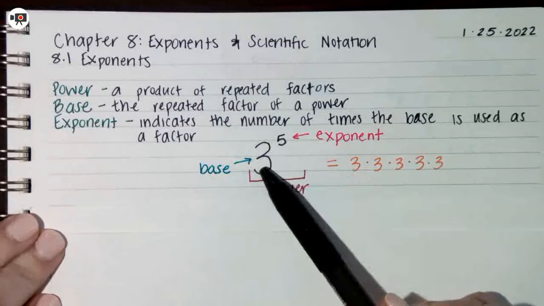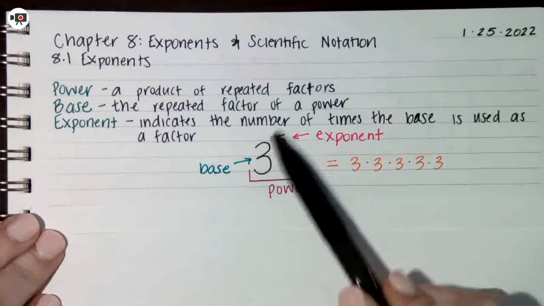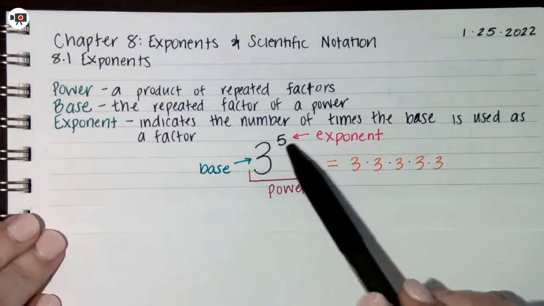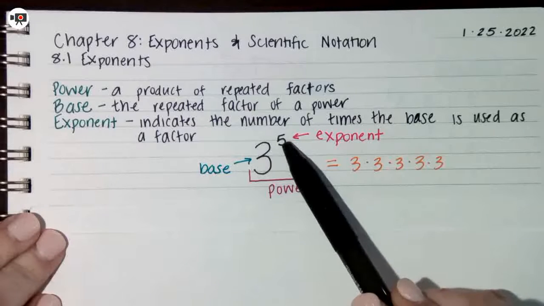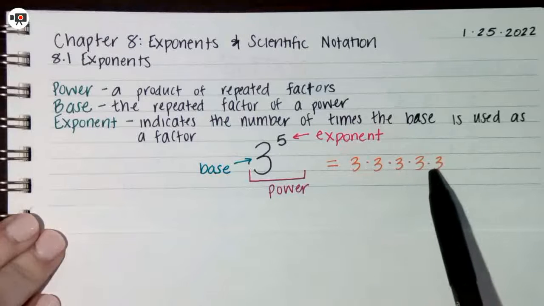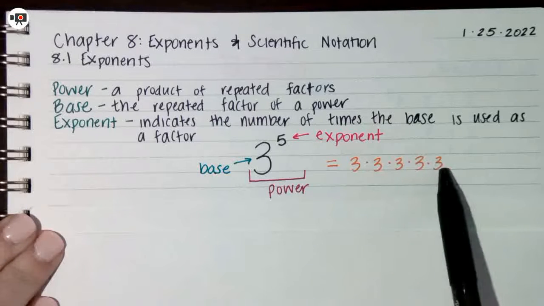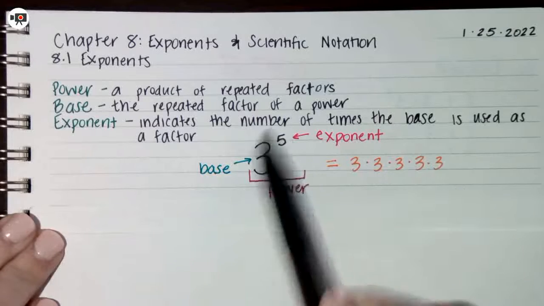The base is what is being repeated. It's the big part. It's the bottom part. And the exponent is the small part. This exponent is small and it is raised. So this would mean that I have 3 times itself 5 times. 3 times 3 times 3 times 3 times 3. And that makes 3 to the 5th.